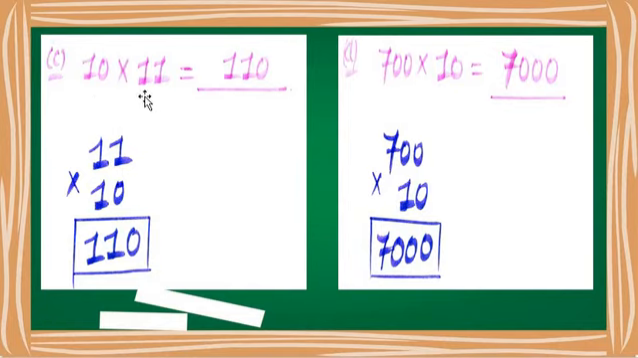Is 10 bigger or 11? So 11 is bigger than 10. So we should write the 11 first, then after that 10. So 11 multiplied by 10. Here it is opposite, the same as the multiplication tables, the 1 to 10 tables.